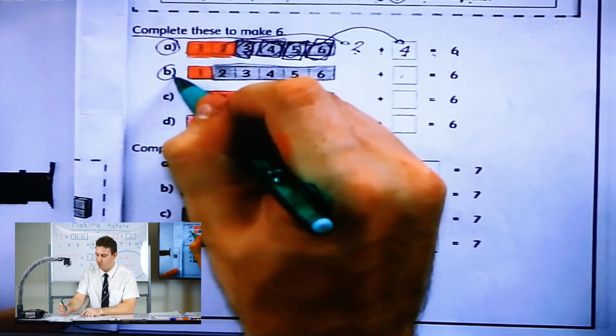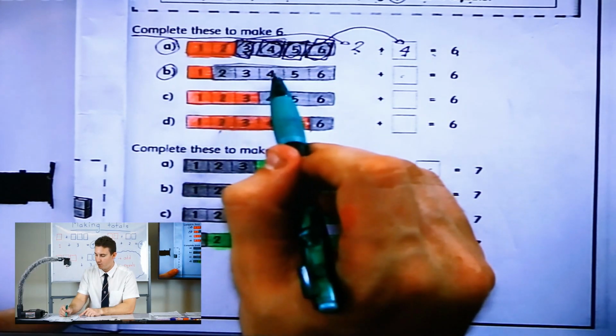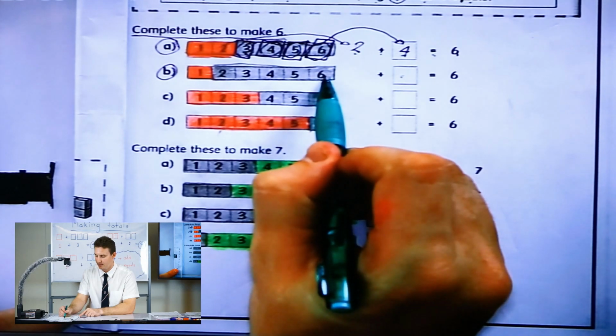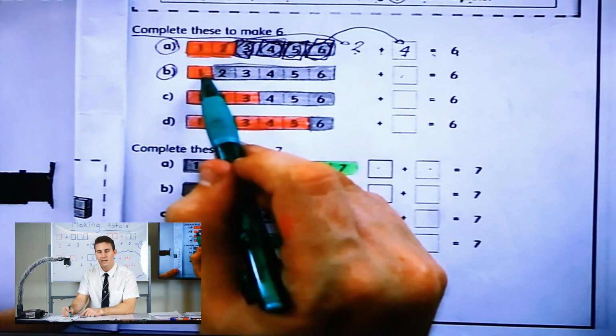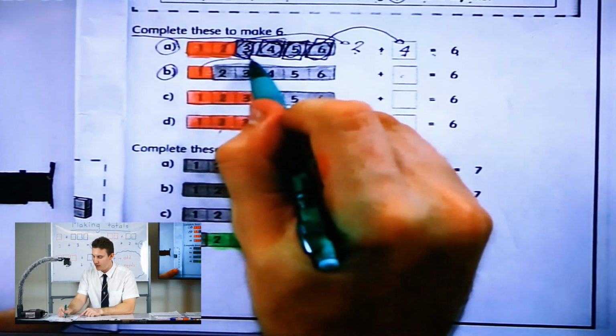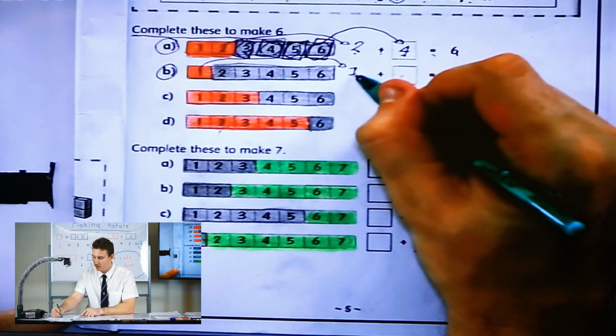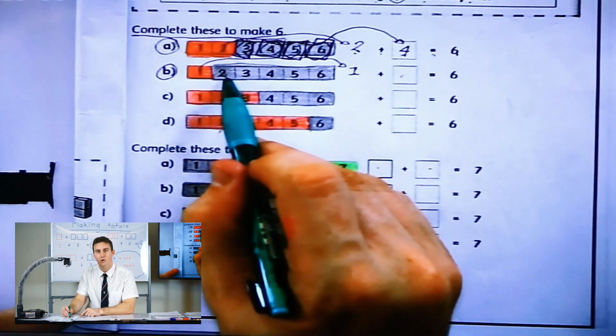Okay, let's go to number B. 1, 2, 3, 4, 5, 6. Again. And how many are red? How many numbers? One. Only one. So we can put in the one red number there. Okay, and how many are gray?